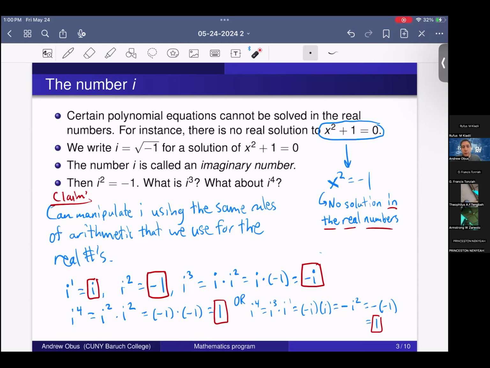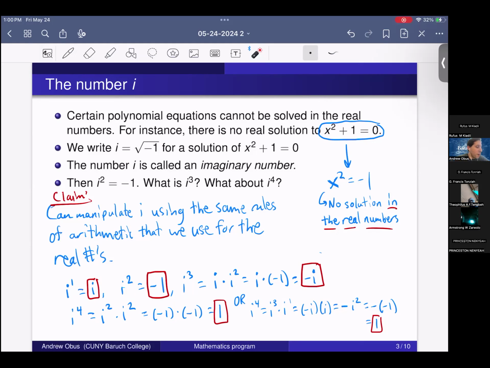Okay. Rufus, you have your hand raised? Do you want to ask a question, Rufus? No? Inadvertent hand raise? Okay.